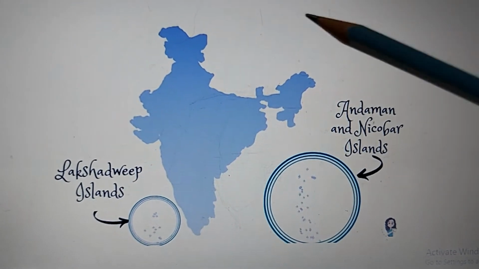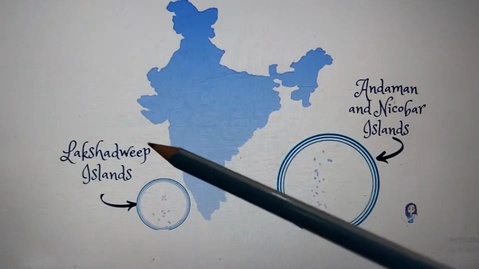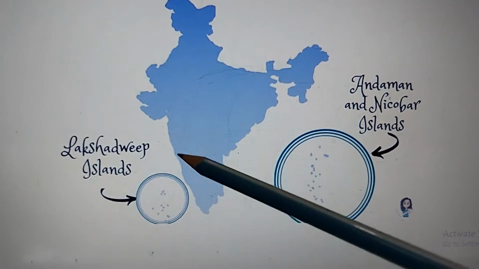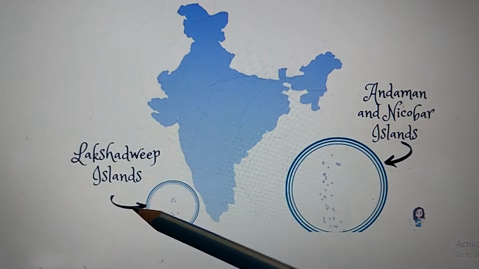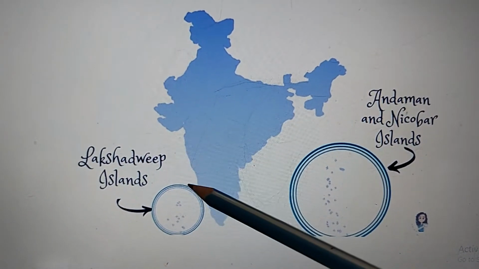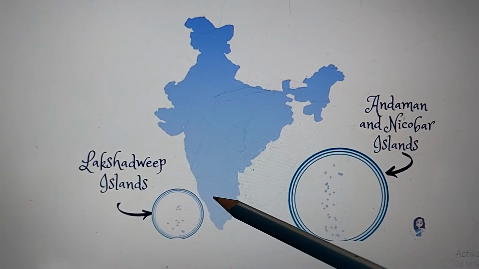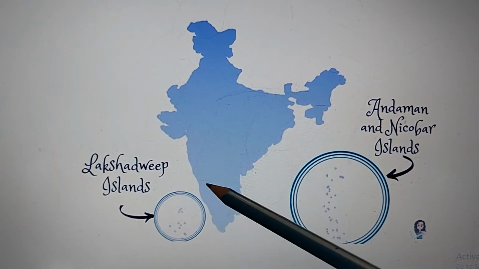Children, let us first learn about Lakshadweep Islands. They are a group of small coral islands. I've already explained to you in my previous video how coral islands are formed. It covers an area of 32 square kilometers, and it is close to the Malabar coast of Kerala.